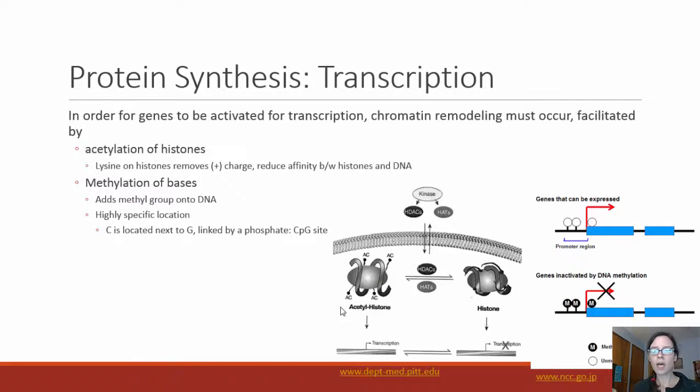Okay, now in order for genes to be activated by transcription, first, hopefully this is going back in your mind to biology, in order for genes to be activated for transcription, chromatin remodeling must first occur. So remember that DNA is not really organized prior to chromatin remodeling, and then it kind of goes into these X-looking DNA strands or chromatin.